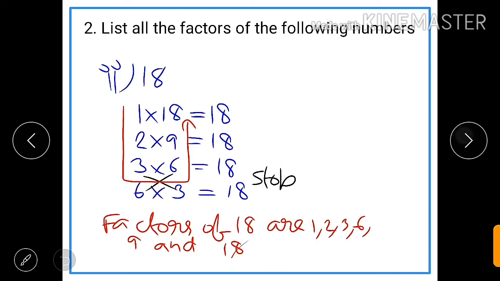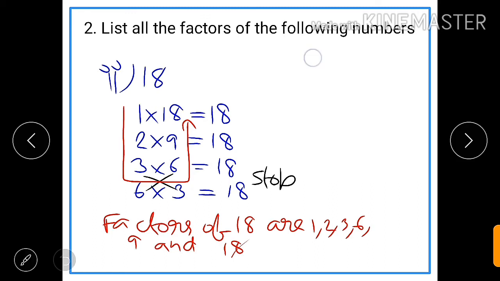Let us see another example. In order to find out the factors of 18, we will follow the same steps which we followed in the previous sum. So first we will find out the numbers which can divide 18 exactly, and we will choose the numbers in ascending order from 1 to 10.